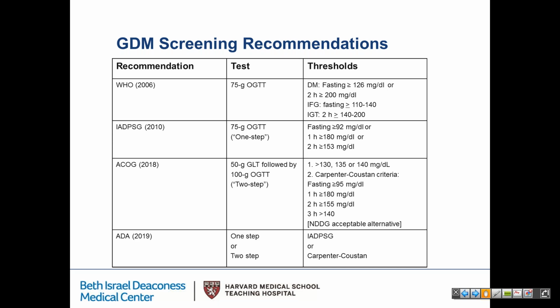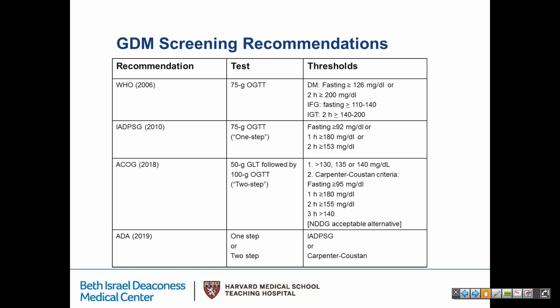The American College of OBGYN as recently as 2018 has re-endorsed the use of a 2-step testing paradigm, or what most people in the United States use, which is a 50-gram glucose load test for screening purposes, followed by a 100-gram oral glucose tolerance test for diagnostic purposes in folks with an abnormal screen. So the thresholds that are used, again, are very controversial.